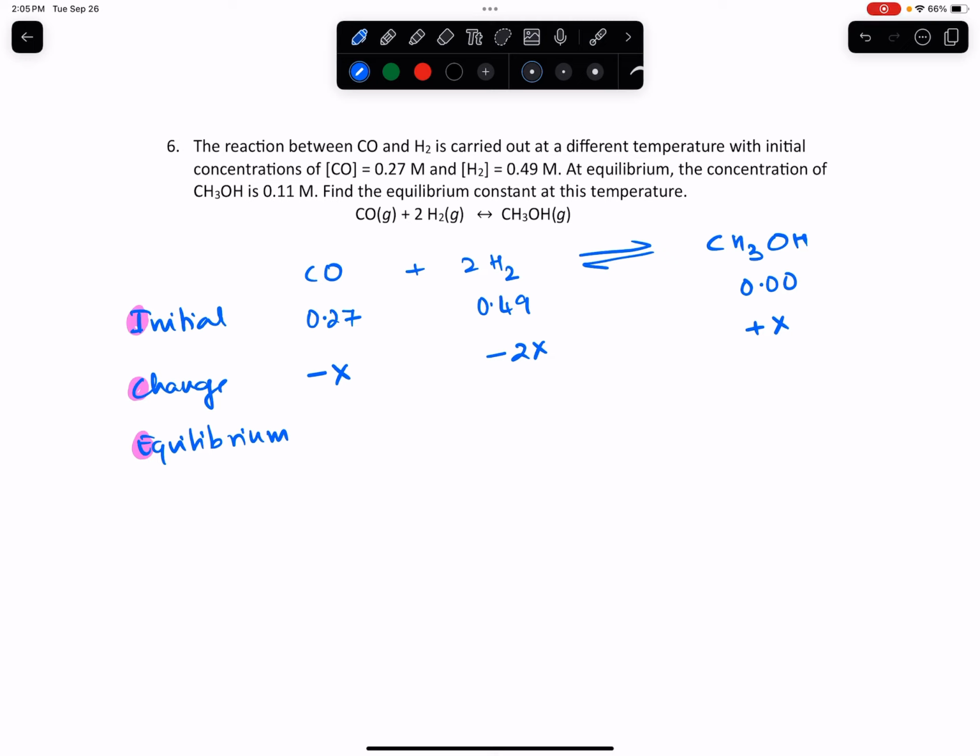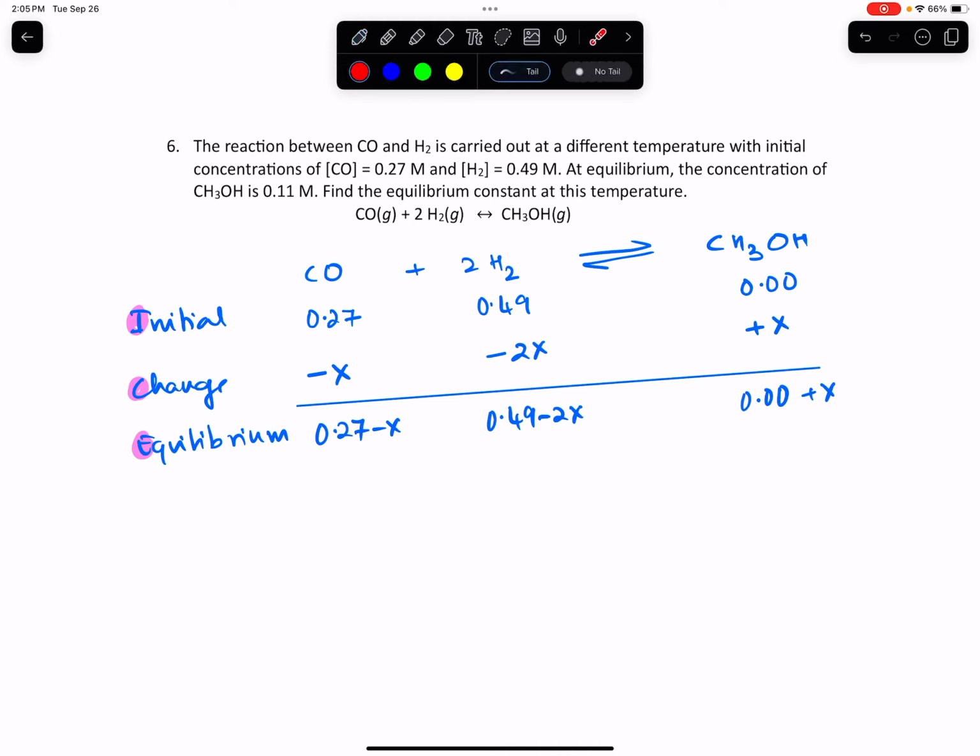Once we have that, at equilibrium, it's simply going to be the initial plus the change, which gives us the equilibrium quantities. So I'm going to draw a line out there, and then I get 0.27 minus X for carbon monoxide, 0.49 minus 2X for 2H2, and 0.00 plus X for CH3OH. Now the problem tells us that at equilibrium, the concentration of CH3OH is 0.11 molar. So we can say this entire amount is equal to 0.11 molar. So X is equal to 0.11 molar.